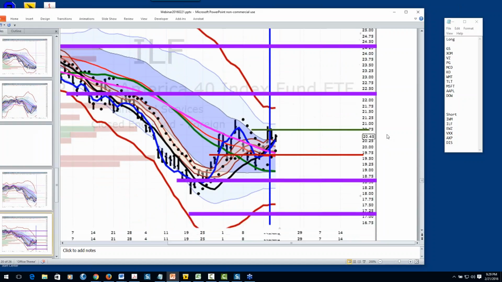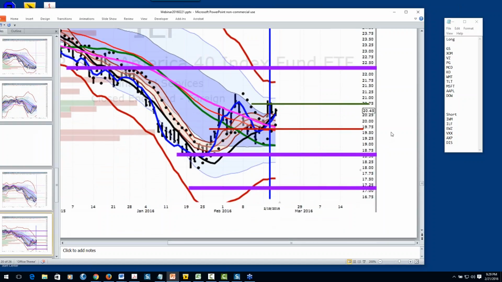Here's ILF, essentially the same thing as IWM. Here was the big fail, the dragon turned. The RL10 crossover came back, held support at the dragon, and is now taking off again. So I'll buy it at the green line with a stop at the red line.